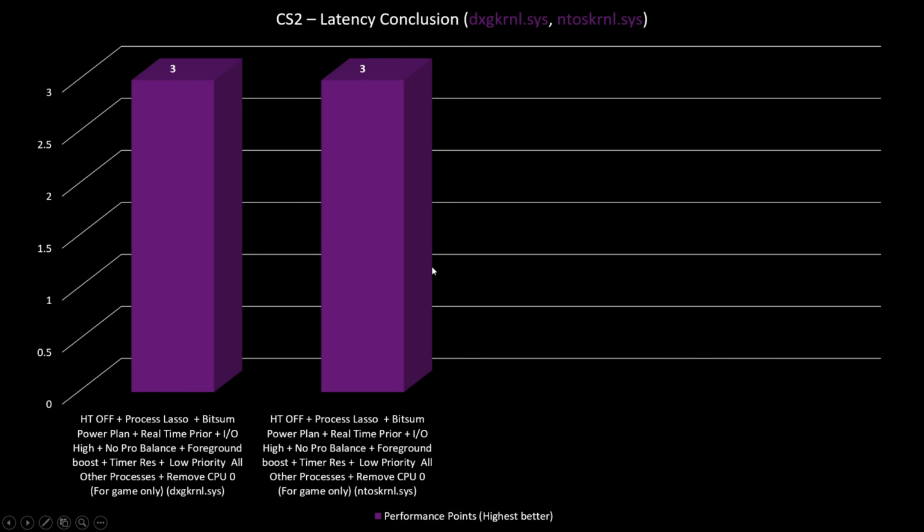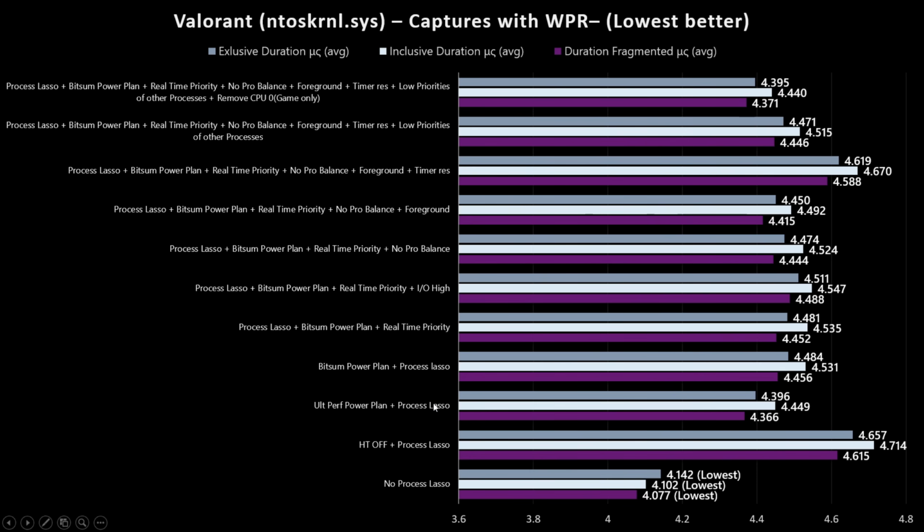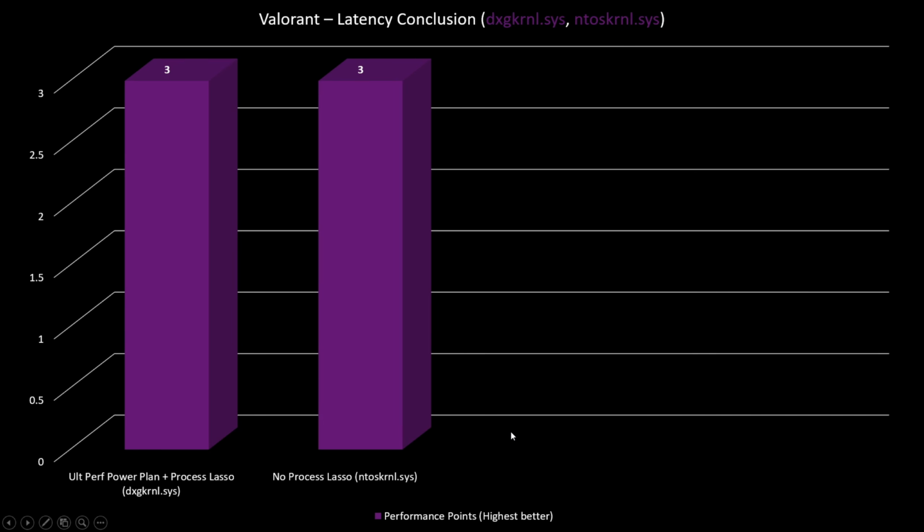So in both cases, all those options are the same, so it doesn't matter. You just set those options and you have the same improvement for both drivers. In Valorant now, the best option for DirectX kernel was the Ultimate Performance Power Plan with Process Lasso. But for CentOS kernel, the best numbers were without Process Lasso. So if you want better numbers on CentOS kernel, you need to remove Process Lasso. But if you want lower numbers in DirectX kernel, you need to use Process Lasso with the Ultimate Performance Power Plan.